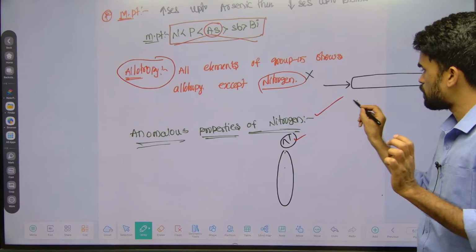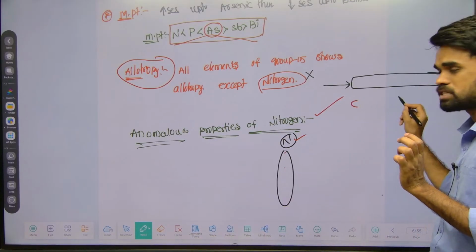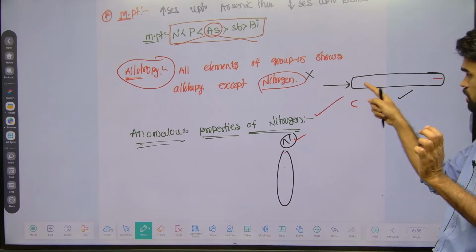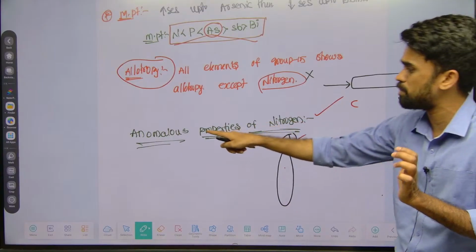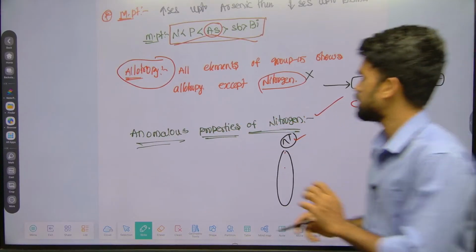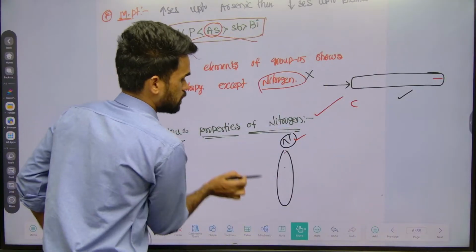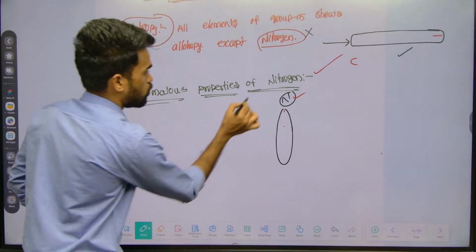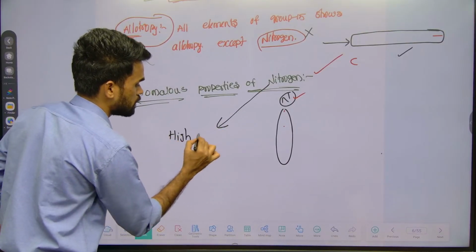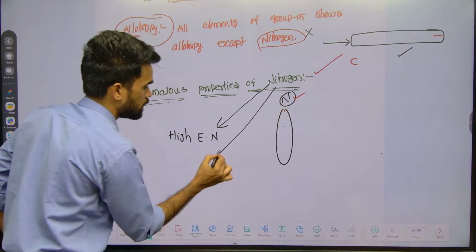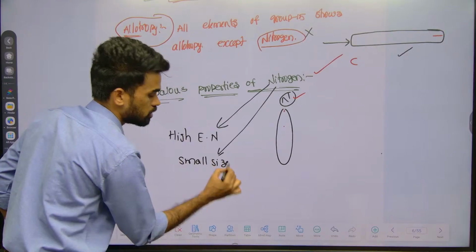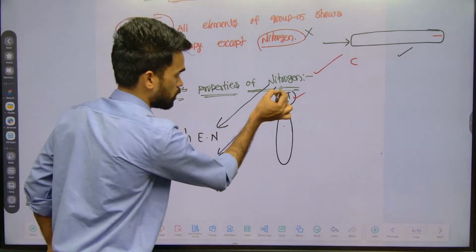Like that, carbon also shows anomalous behavior, oxygen also shows. Second period elements in the p block show anomalous behavior compared with the other elements of their respective group. Why is it showing like that? We know nitrogen is more electronegative. What is the reason? Due to its high electronegativity and small size in the respective group.